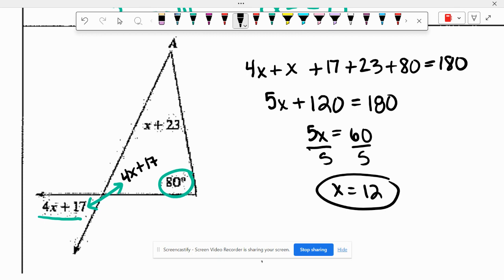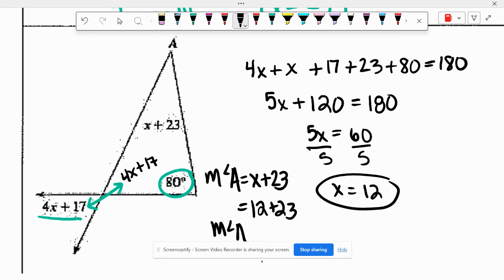Again, it's not enough to know what x is. I have to figure out the measure of angle A. So the measure of angle A equals x plus 23, which is 12 plus 23. So the measure of angle A is 35 degrees.